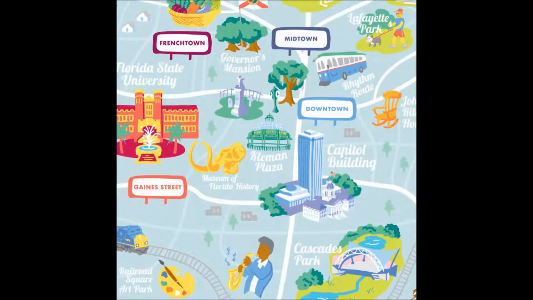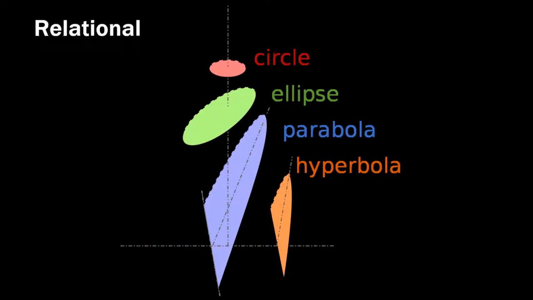Take a look at this map of downtown Tallahassee. This is a representational image. It'll help a person orient themselves, and it also gives landmark images. Here you can see a relational image. Now you can look at these different shapes. Someone can understand the differences between them more readily.